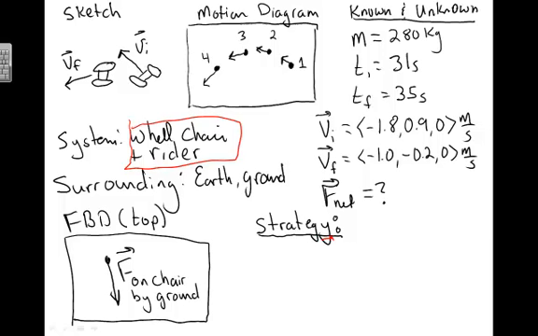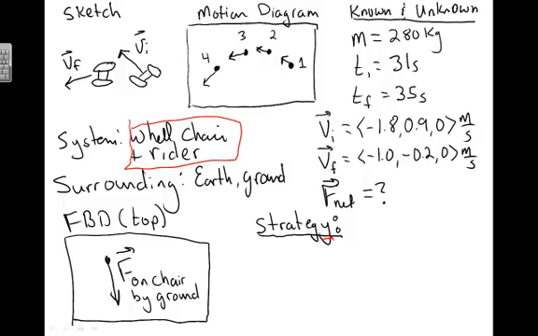Now, after we define the system and the surroundings, we need a free body diagram. And here I've drawn a top view. And in the top view, really the only force on the chair is due to the ground. That's ultimately what we're trying to find.